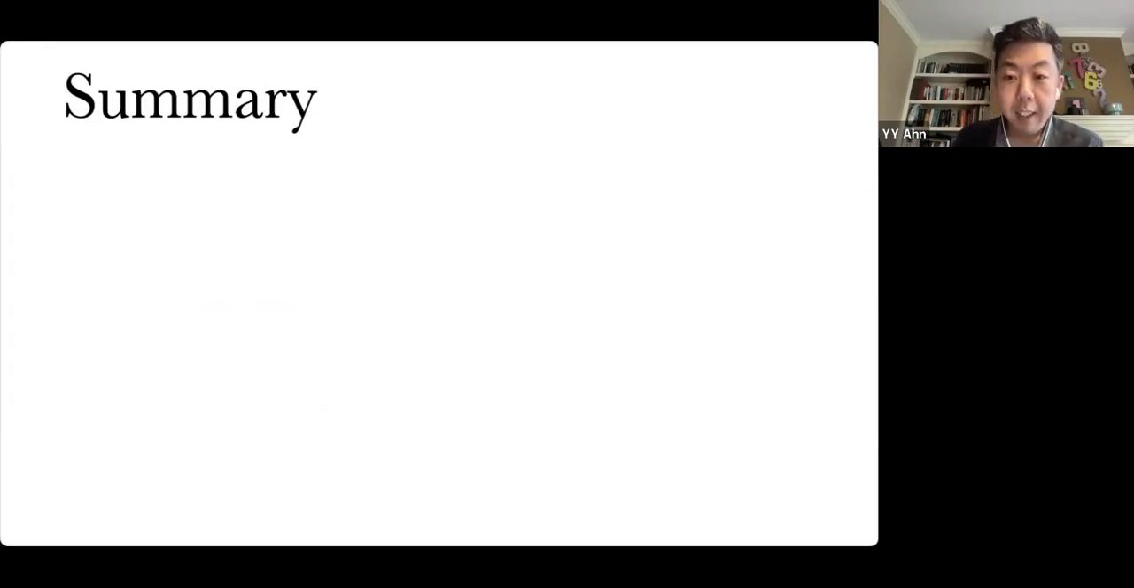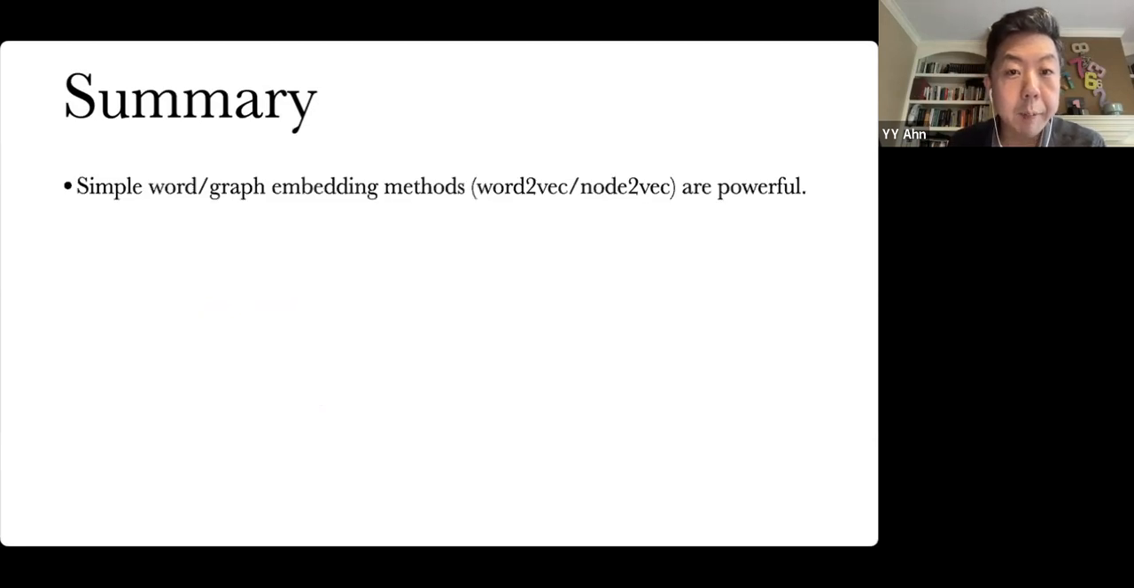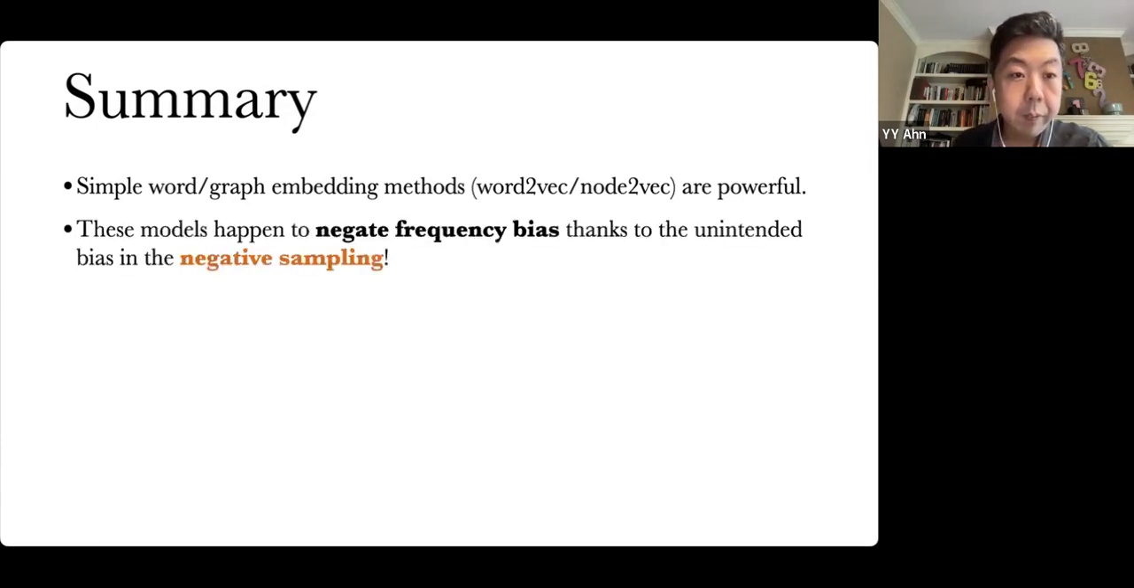As a summary, even these simple methods, word2vec and node2vec, are super powerful, and they present some really interesting, unreasonably effective results in clustering and in identifying the embedding space of knowledge space and so on.